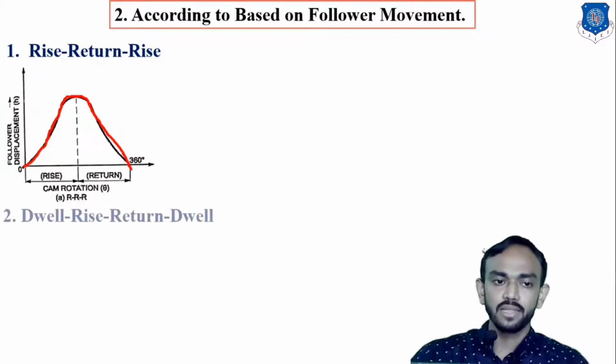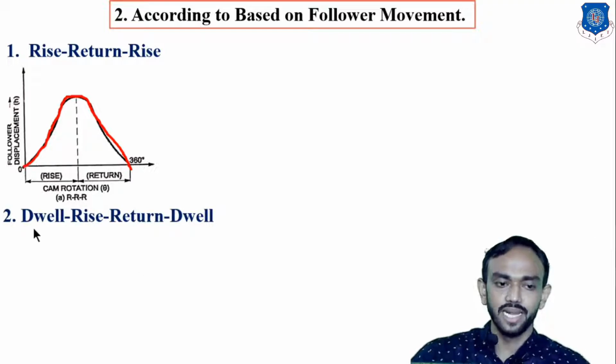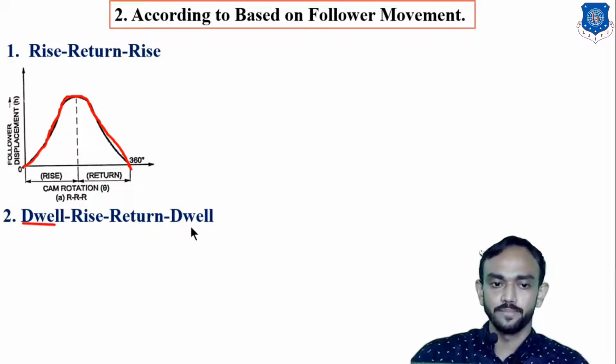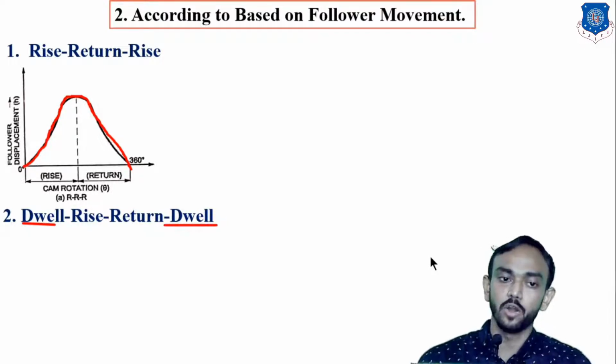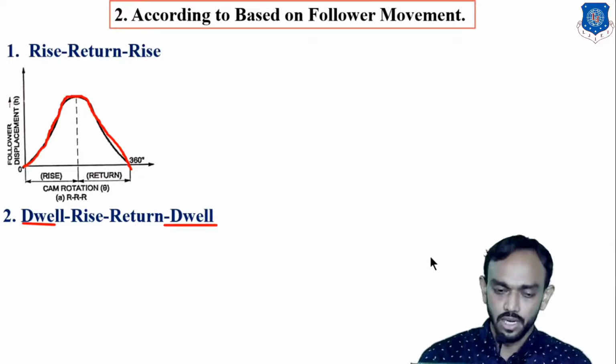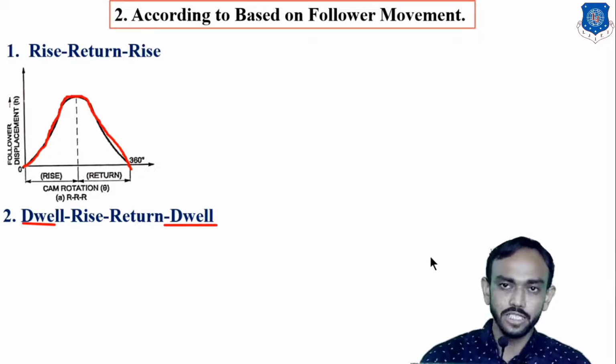After that, there is also another type, in which you can say there is a dwell. What is dwell? Dwell is the period for which the cam is rotating, but the follower is in a steady condition. The follower is not moving upward or downward with respect to rotation of the cam. This period, I mean this condition, is known as a dwell. Okay, you can check here.